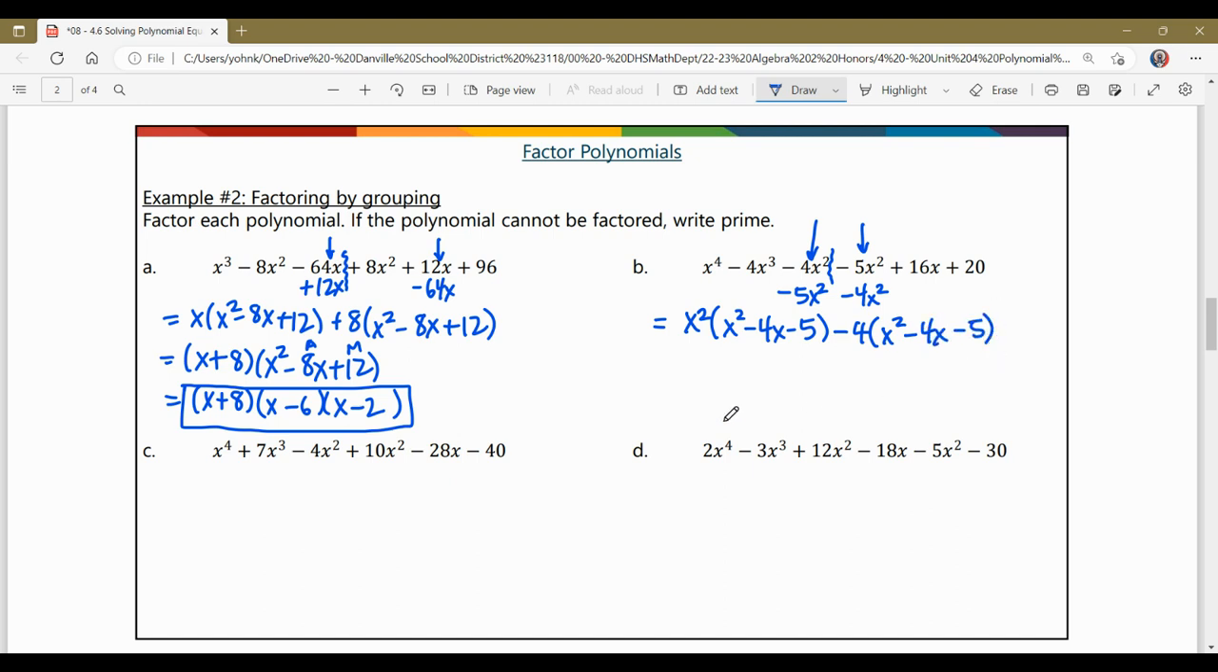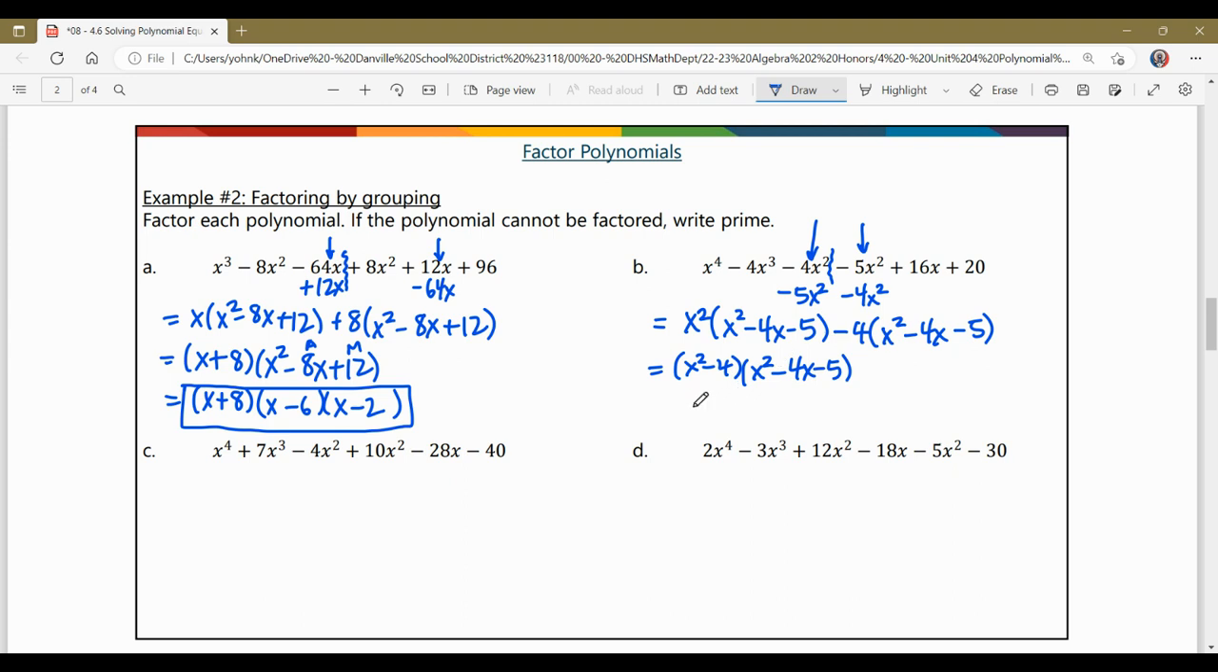Oh, would you look at that? The stuff in the parentheses is the same. That's good. So we're going to write this as x squared minus 4. We take the stuff in front of the parentheses and put it together. And then we're going to take the stuff that's written in the parentheses repeated. We're going to write it just once. x squared minus 4x minus 5.